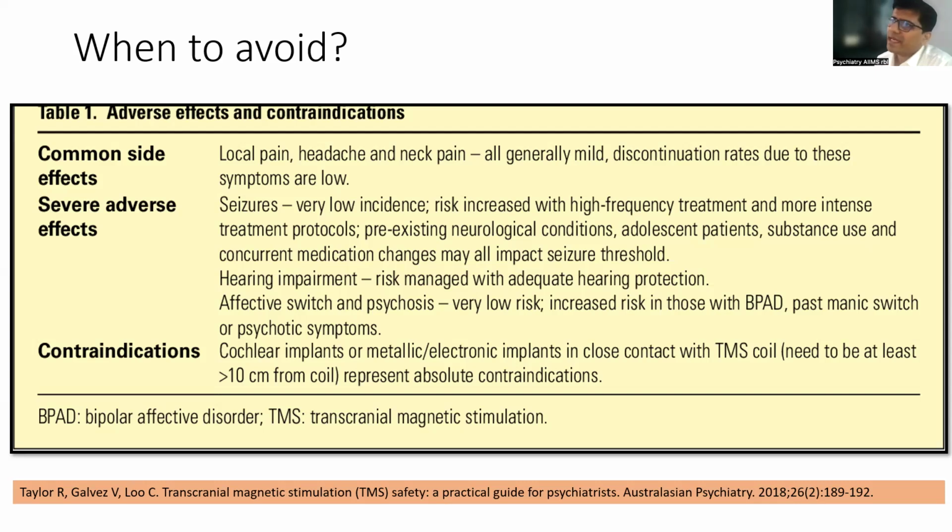But the magnetic field can extend up to 10 centimeters if there is a pacemaker in the neck, particularly if somebody is receiving vagus nerve stimulation. If there is a cochlear implant, if there is a metallic thing around the neck, that may influence. Suppose somebody has a central venous catheter, or somebody is undergoing deep brain stimulation, where an electrode is already placed over the scalp. It may alter the pulse generation in that particular area. So it is better to avoid. These are contraindications for use of TMS.